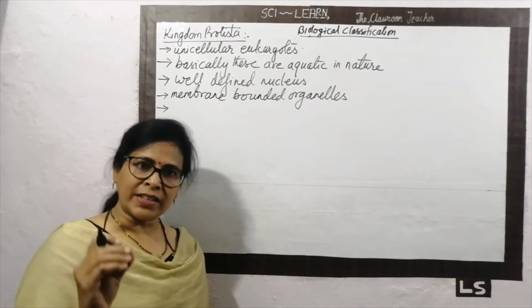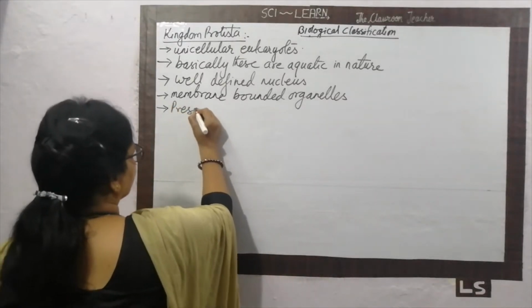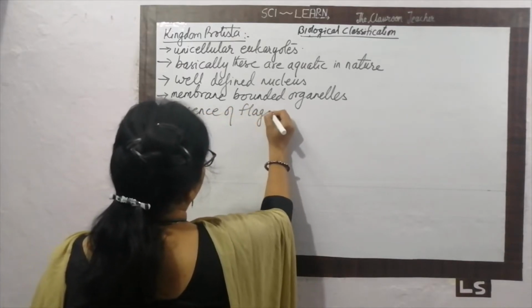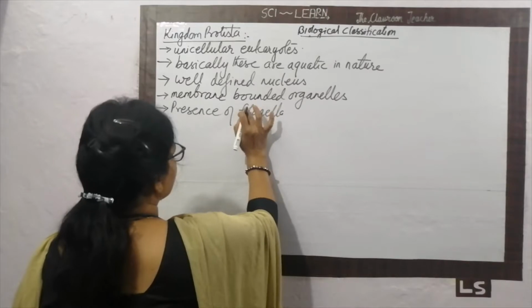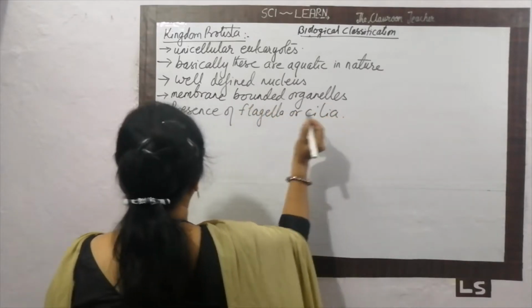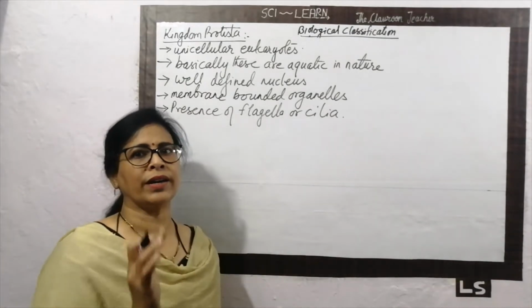Presence of flagella or cilia is there. These all are locomotive organs. Flagella and cilia help to locomote from one place to another place.